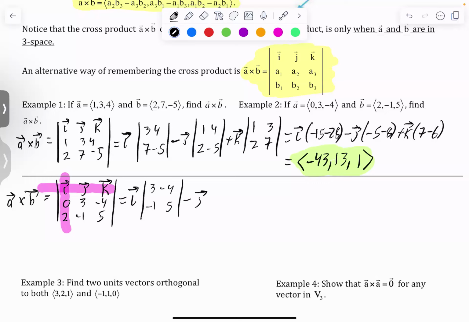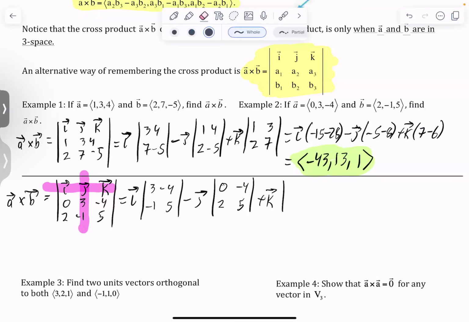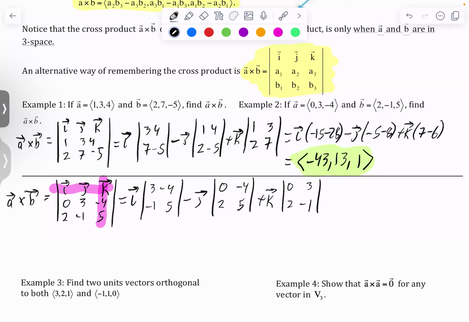Minus j, remember the minus. That brings us to here and here. And what's left is 0, -4, 2, and 5, plus vector k. I am left with 0, 3, 2, -1. And so let's keep going.